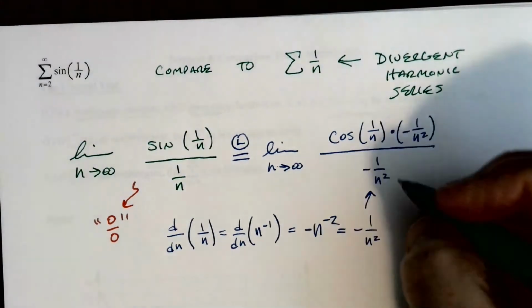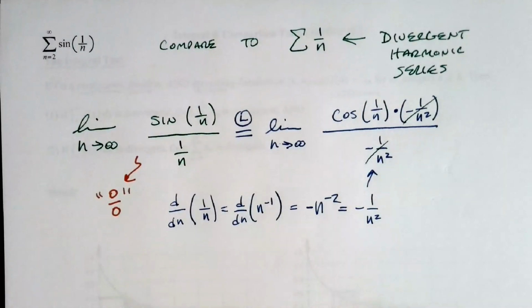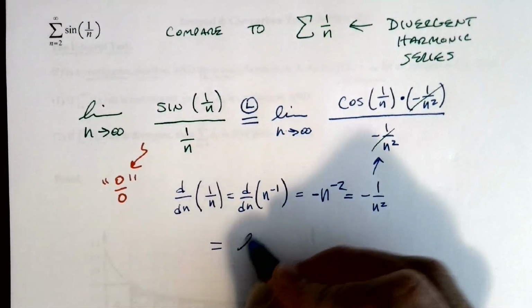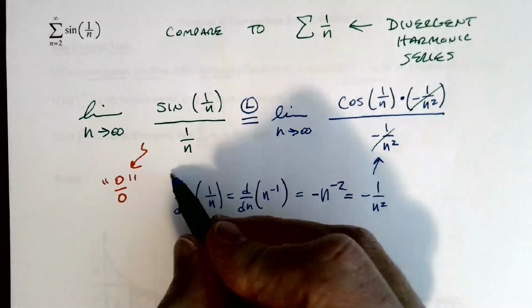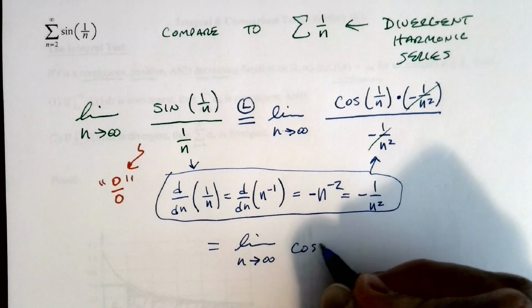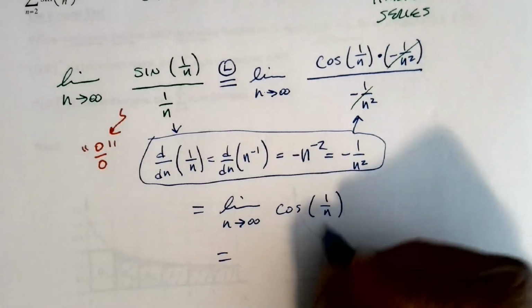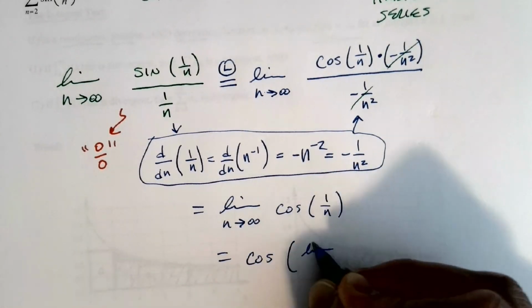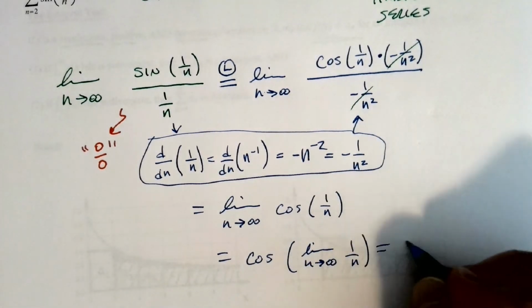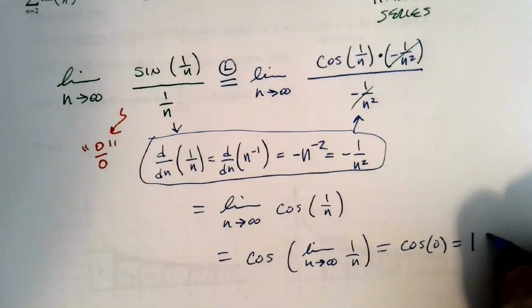And what do you note? For n going to infinity, n is a positive number. These two factors, that ratio, will be equal to 1, so we can cancel those factors out. And so what am I left with? The limit as n goes to infinity of cosine of 1 over n. And I can push the limit inside the cosine function, because it is continuous on its domain. And as n goes to infinity, 1 over n goes to 0. This is cosine of 0, but cosine of 0 is 1, which is greater than 0.